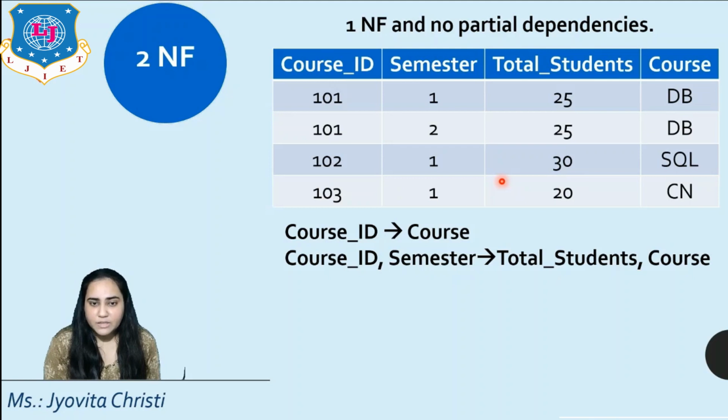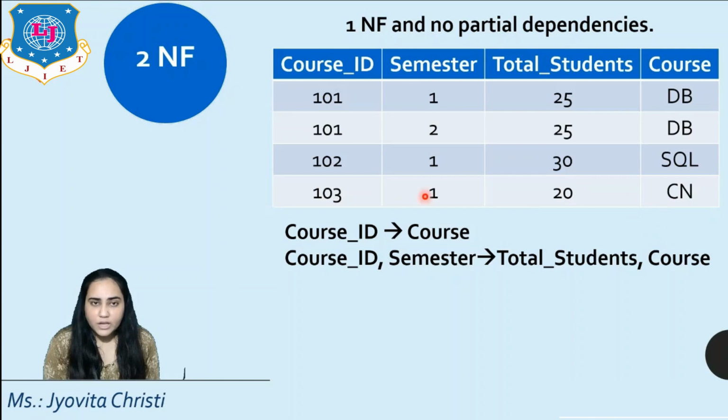Now, a functional dependency basically is where you say course ID determines course. So when I say that the course ID 101 determines the course DB, then that's a functional dependency because 101 always comes with the course DB, or you can say DB always comes with the ID 101. So this is an example of a functional dependency. You can see in the second row also there's 101 which comes with DB. And then there is 102. 102 comes with SQL and 103 comes with only CN.